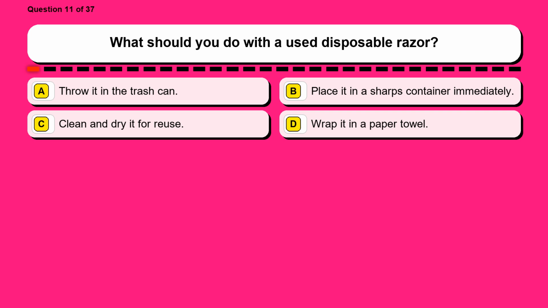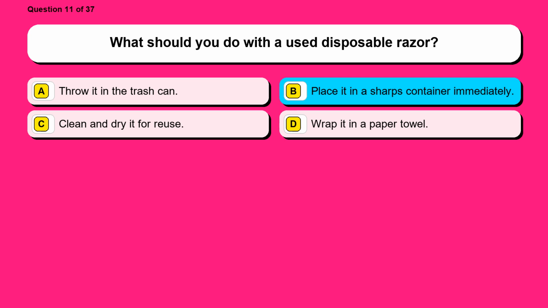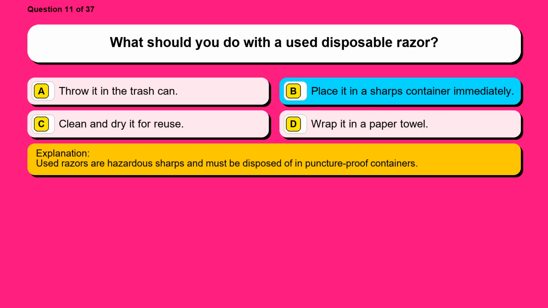Question 11. What should you do with a used disposable razor? Option A. Throw it in the trash can. Option B. Place it in a sharps container immediately. Option C. Clean and dry it for reuse. Option D. Wrap it in a paper towel. The correct answer is option B. Place it in a sharps container immediately. Used razors are hazardous sharps and must be disposed of in puncture-proof containers.